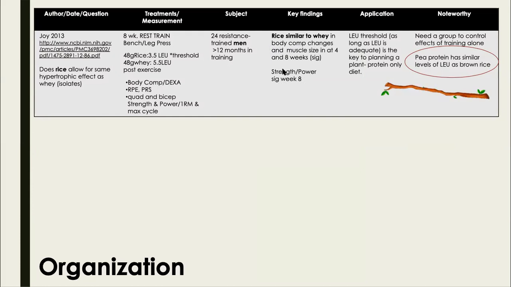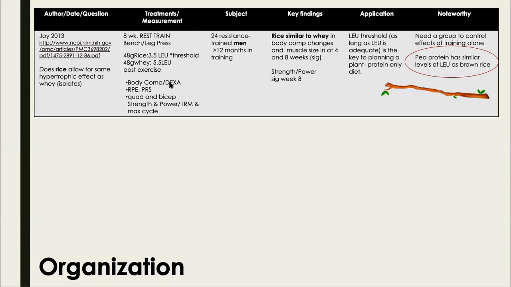Okay, so here is an example of a way to organize it, the chart like we looked at before. For this one, we look at the author, date, and question. They're looking at, does rice allow for the same hypertrophic effect as whey isolates? The treatment in this article was 8 weeks of resistance training, bench and leg press. They gave them 48 grams of rice protein, which had 3.5 grams of leucine, which is the threshold, versus 48 grams of whey, which had 5.5 grams of leucine post-exercise.